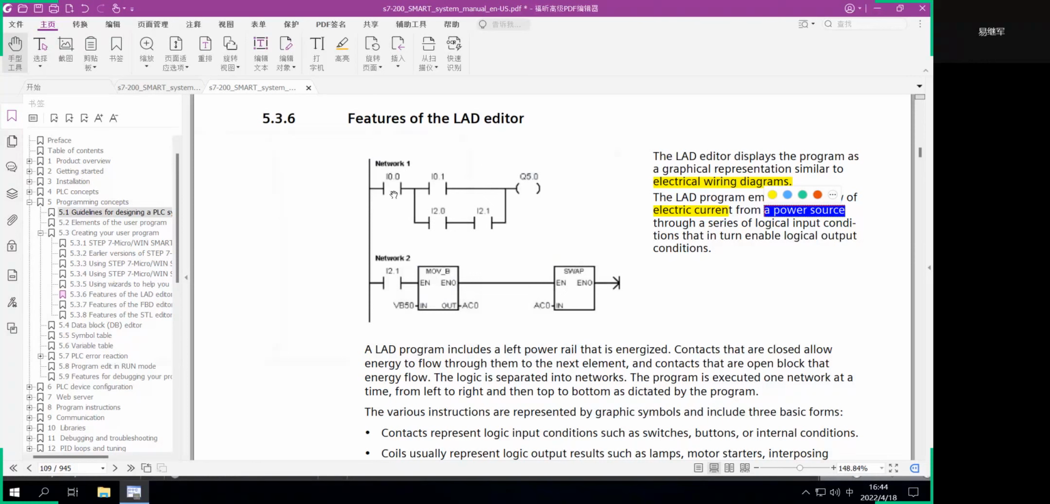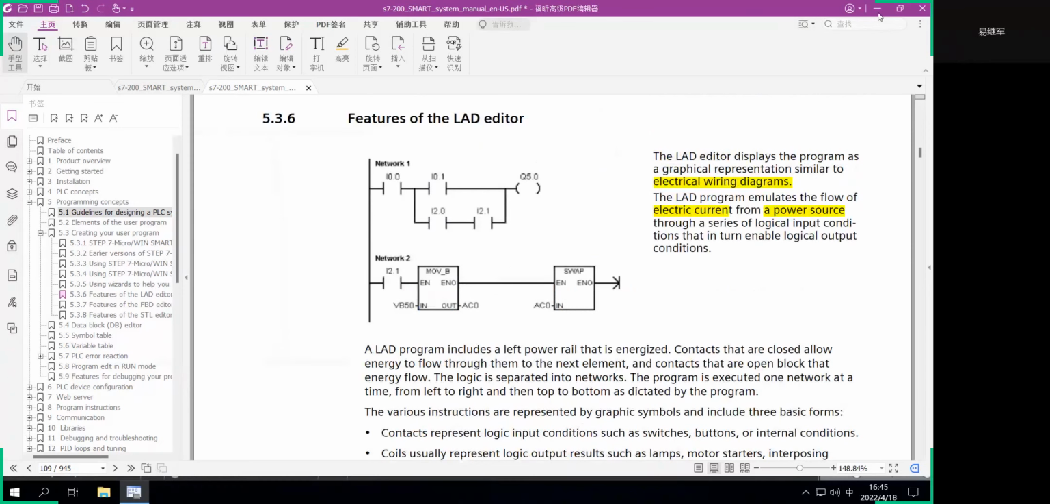And the flow of electric current according to the status of the logic. For example, here is a normally open contact, so the flow cannot pass. After the normally open contact, the signal cannot get to this element.